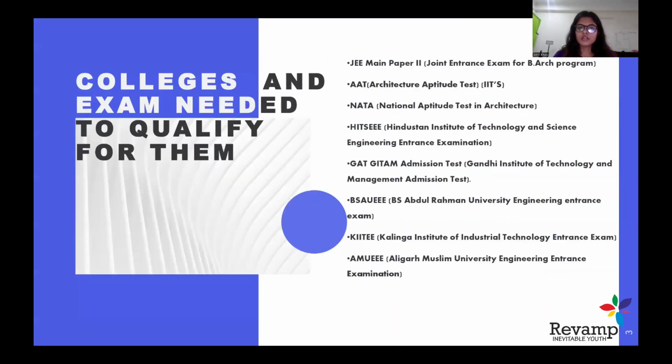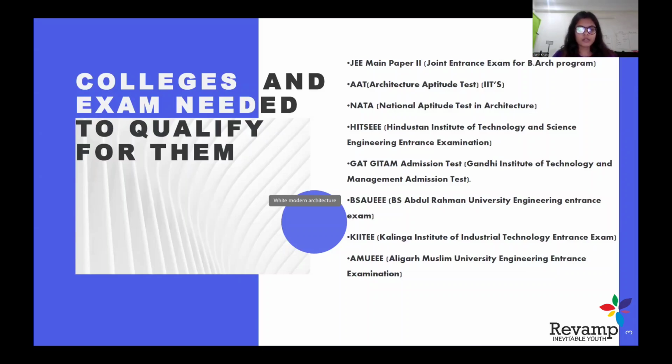Coming to the colleges and the exams needed for them, the first and major exam that is happening nowadays is JEE Mains Paper 2, which is the joint entrance exam for B.Arch programs. Then there is the Architectural Aptitude Test, which happens for IITs only. You have to qualify JEE Mains Paper 2, and you also have to qualify JEE Mains Paper 1, that is for engineering. Only then can you give AAT, the Architectural Aptitude Test for IITs.